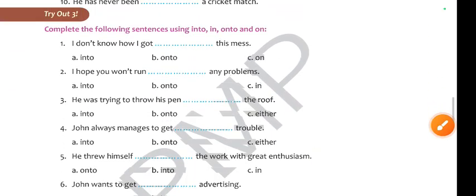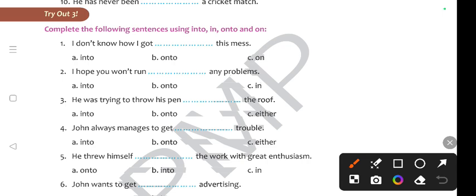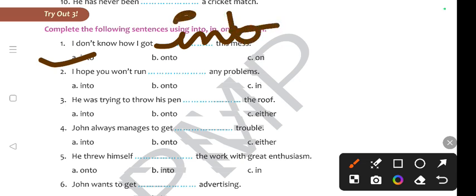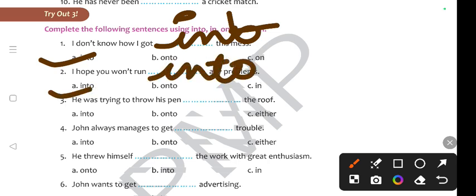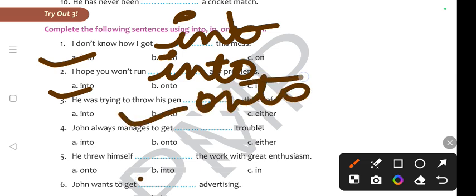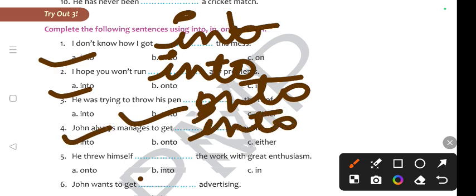Next one. Try out 3. Try out 3 is, I don't know how I got, what? How I got into this mess. Next one. I hope you won't run into any problems. Next one. He was trying to throw his pen onto the roof surface. John always managed to get into trouble, because you are just entangled in that trouble.